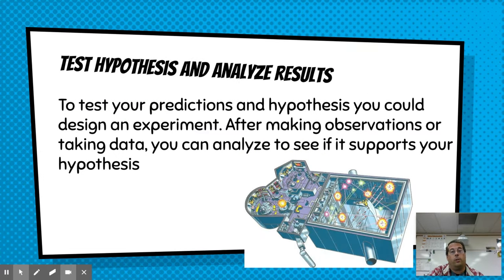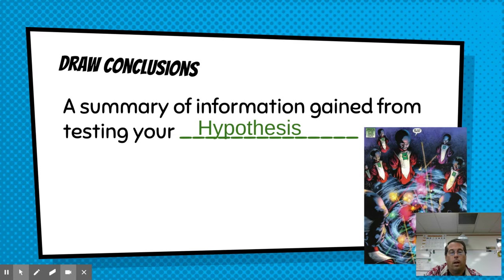When we have a hypothesis, we're going to test it and analyze results. You can test predictions, you can design an experiment, make observations, collect data, and then see if it supports your hypothesis or not. When we're done, we are going to draw conclusions. So a conclusion is basically just what did you learn from the experiment.